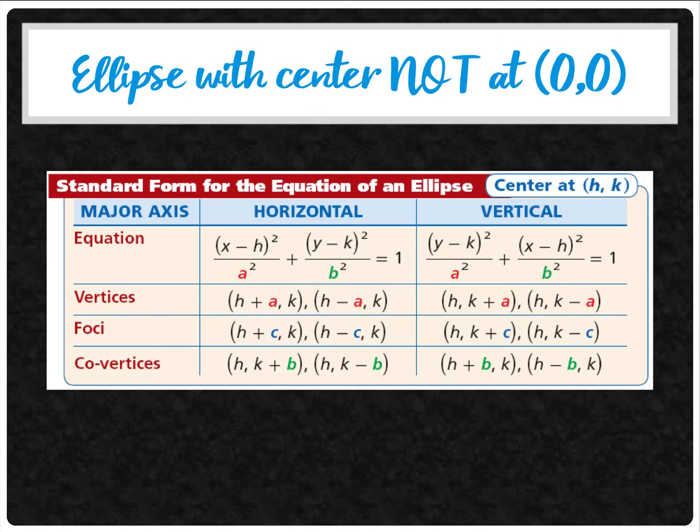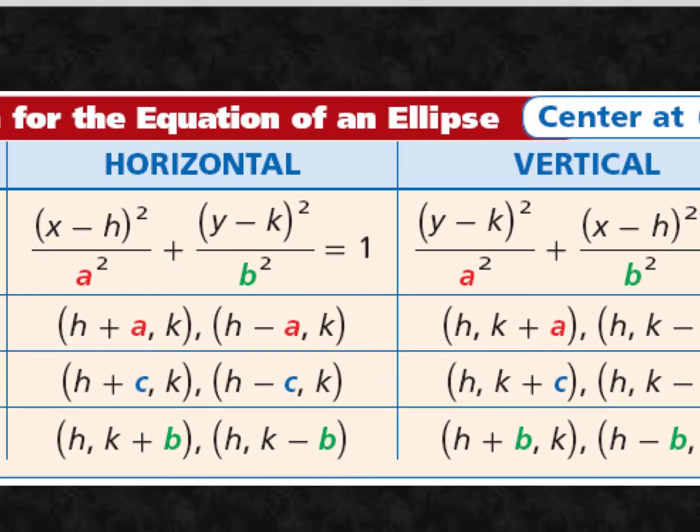So the last page is when we have our center at 0, 0. This is when our center is not at 0, 0. So it just has our h's and k's. That's the only difference. So just like before with a circle and a parabola, we have our h that goes with the x and our k that goes with the y. And since it's x minus h and y minus k, we have to flip the signs of whatever's in those parentheses. So we always flip the signs of our h and k.